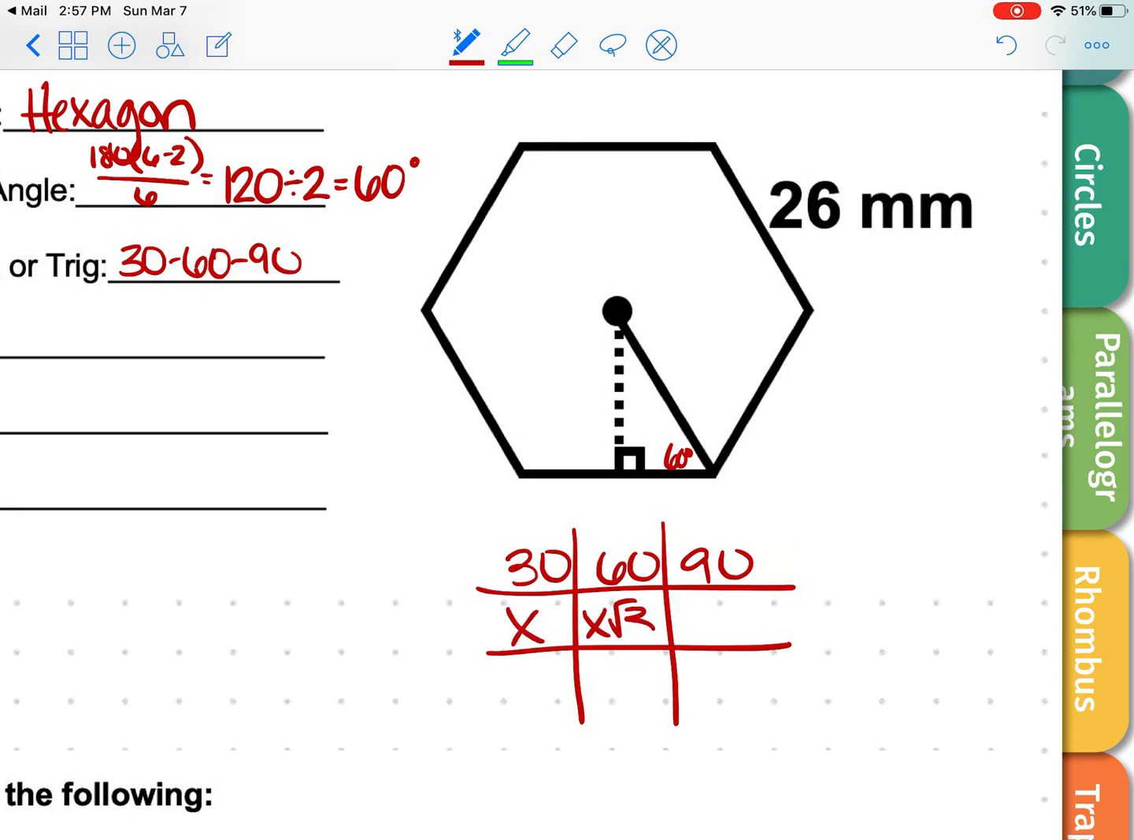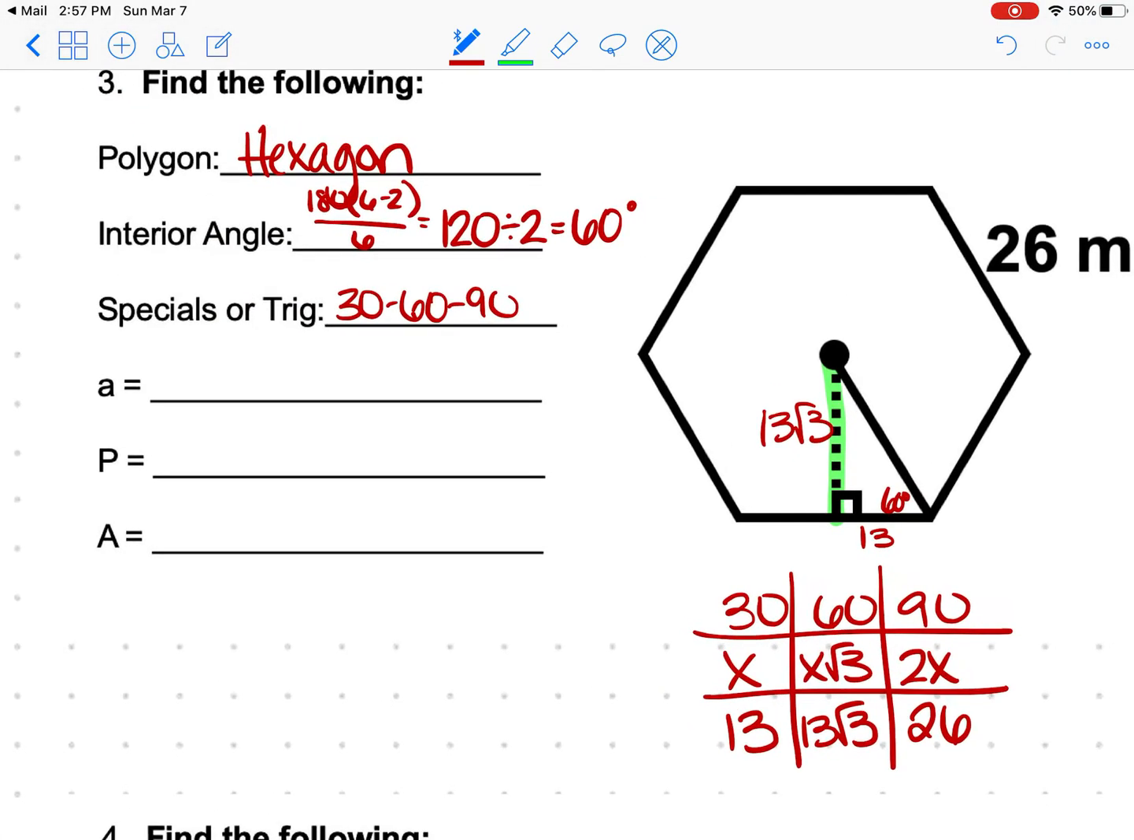So x square root of 3 and 2x. We see that 26 is a side length, but remember, we're only working with this little triangle here, so we have to cut that 26 in half to get us our bottom piece. And that 13 is across from the 30, which makes this nice because now we just plug all of our 13s in. So 13 square root of 3 and 26. We need the apothem here. We don't really need the radius. So the apothem is across from the 60, so we know our apothem is 13 square root of 3.